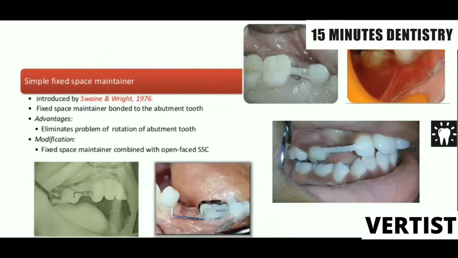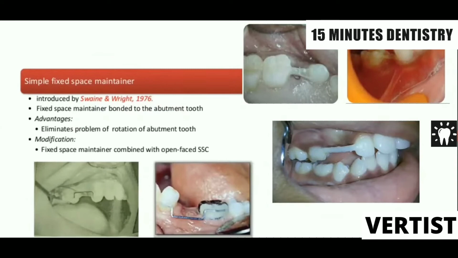So there are certain simple fixed space maintainers, as we were talking about: the band and loop space maintainer, crown and loop space maintainer, lingual arch space maintainer, Nance arch, this Gropers appliance or Distal Shoe appliances. There is one thing common in all these space maintainers, that they need multiple appointments. The child needs to come to the dental clinic maybe 2 times, 3 times, and only then can we deliver those space maintainers.